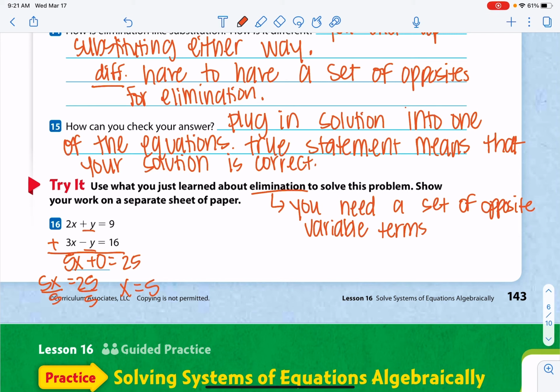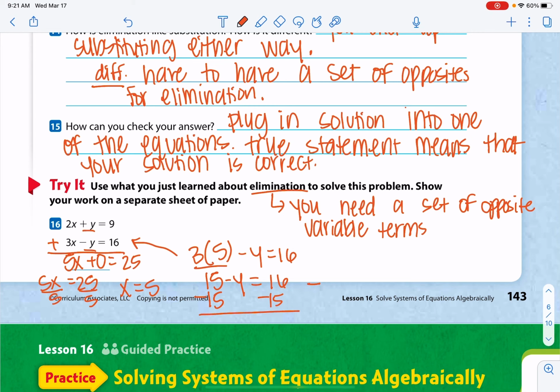When you know that x is 5, just plug it into one of your equations. Doesn't matter which one. So we'll do 3 times our x minus y equals 16. I just chose to use that second one. So 3 times 5 is 15 minus y equals 16. I'll subtract 15 on both sides, and I find that negative y equals positive 1. I don't want negative y, I want positive y. So I just swap everything, and I find that y equals negative 1.